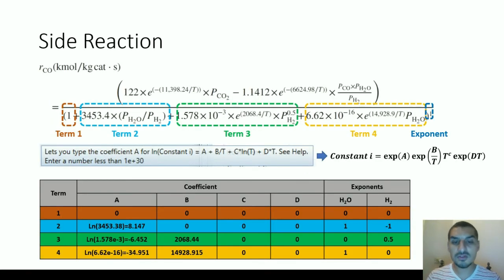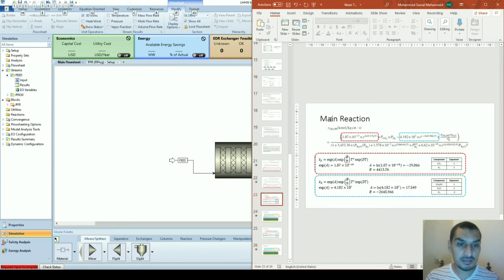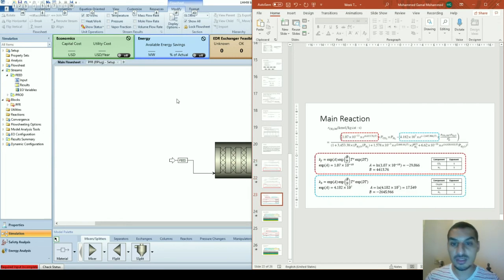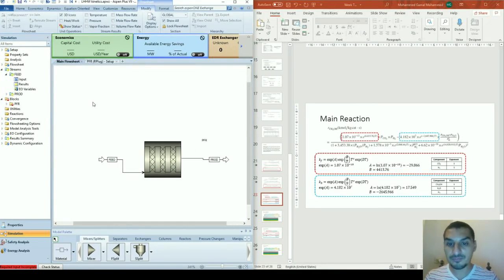So what I'm going to do now is open Aspen Plus. I hope this explanation made life easier and easy to understand for what's coming next. I'm going to put the 2 windows, the slides that I have here and the Aspen Plus window, side by side.